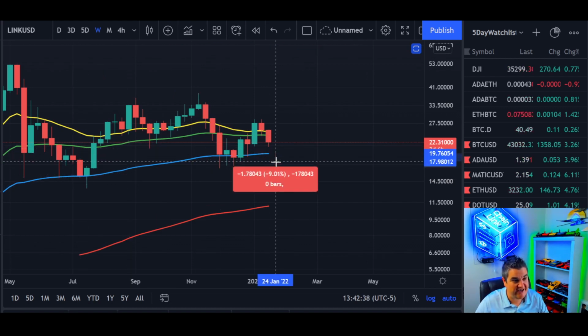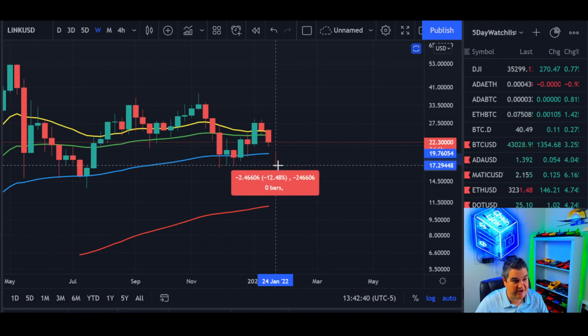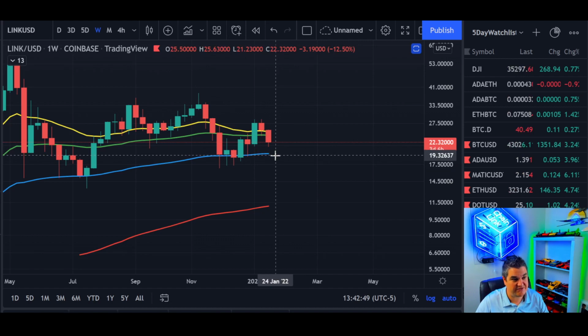So if we come down here again and say we do end up wicking down around 12%, that'll get us down around $17, $18. So I would love it if maybe we do that as the final capitulation. Bitcoin goes to like 38K, 35K, whatever it is.